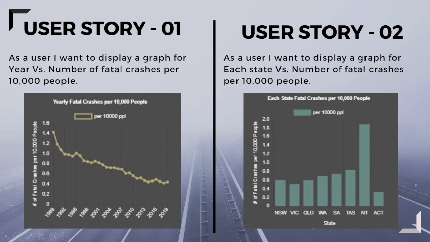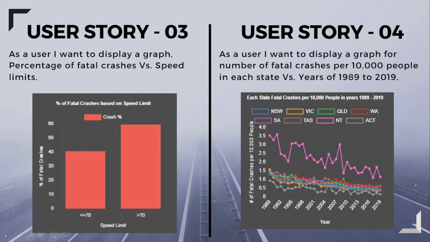Now I am going to talk about our user stories. The first user story is displaying a graph for years versus number of fatal crashes per 10,000 people for whole Australia. The second one is a graph for the number of fatal crashes in each state per 10,000 people. The third one is speed limit versus fatal crashes. We have categorized that into 2 speed limits, so you can see less than 70 and greater than 70.